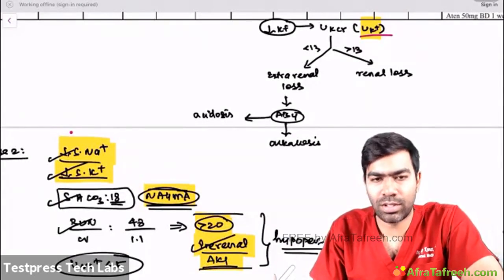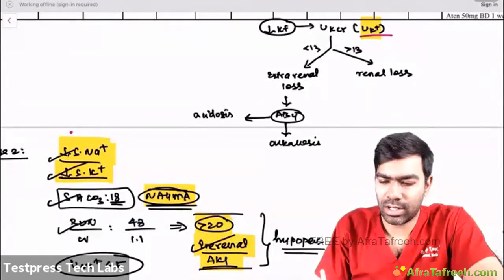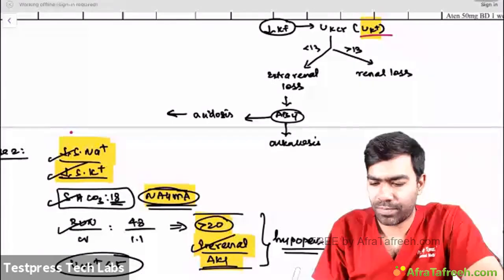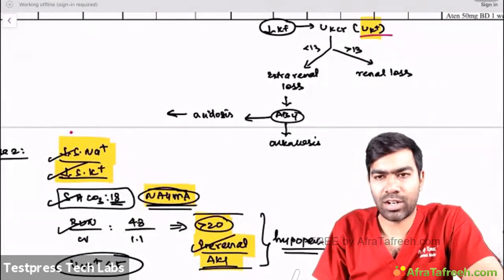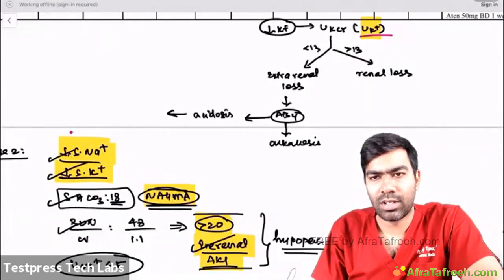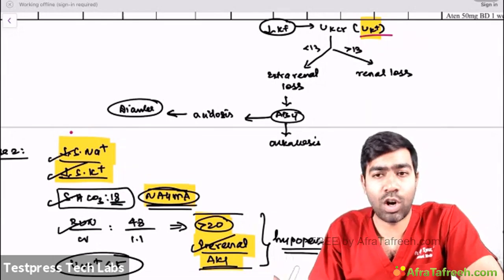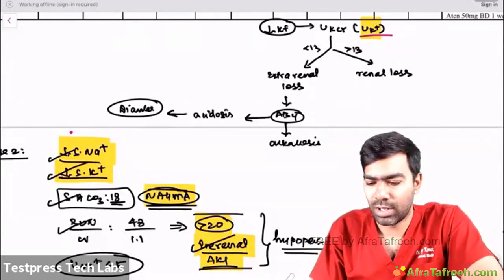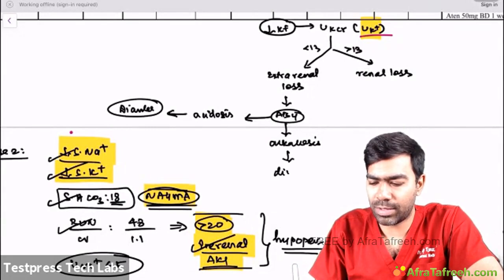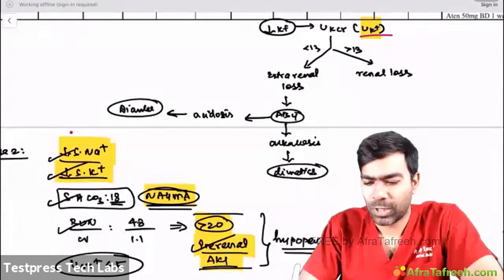If it's acidosis, typically in this particular setting, the patient is having hypokalemia and an extrarenal loss with acidosis. In this particular setting, I'll be thinking about probably diarrhea. Diarrhea can well cause acidosis. We all know that diarrhea can cause acidosis. Or if it's alkalosis, then in this setting, I'll be thinking about diuretics. Clear? So that's what happens.